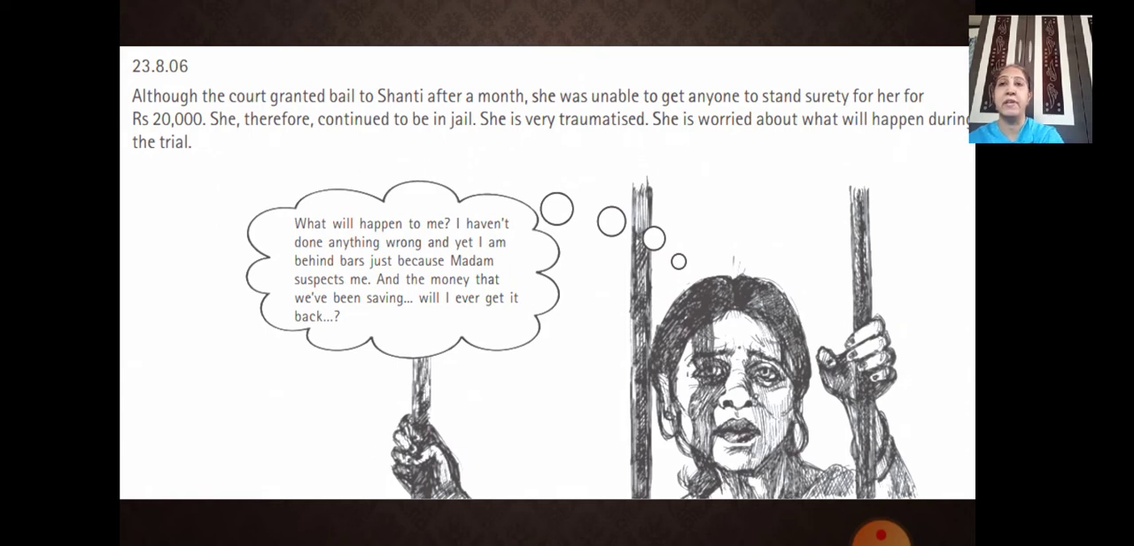She is very traumatized. She is worried about what will happen during the trial. Now, this is what Shanti is thinking in the jail because she doesn't have enough money for the bail. What will happen to me? I haven't done anything wrong, and yet I am behind bars just because Madam suspects me. And the money that we have been saving, will I ever get it back? She is worried about that hard-earned money also because the police have taken it into their custody. That envelope has been sealed by them.